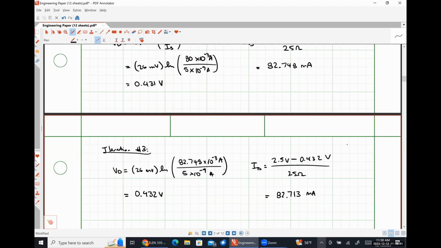And then using that relationship, VD would be 0.026 times the natural log of x divided by 5 times 10 to the minus 9, 0.432 volts. The numerical solver got us there quicker in this particular case, but again, sometimes we just can't rely on it. Okay. All right.